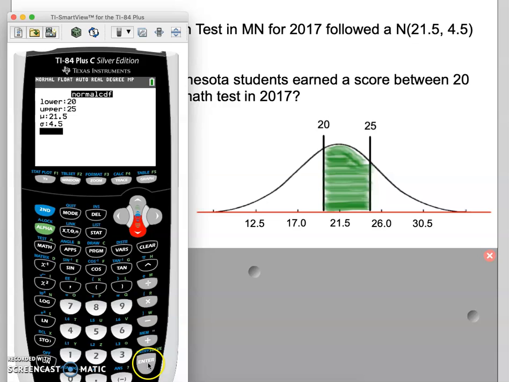Hit paste. It actually takes that and writes it onto the main screen. Hit enter and it will find the shaded area. Some of the TI-84s do not have that pull-down menu and it will automatically go to the main screen. You make your calculator look just like this. Notice between the numbers are commas. The commas are right here above the 7 key.